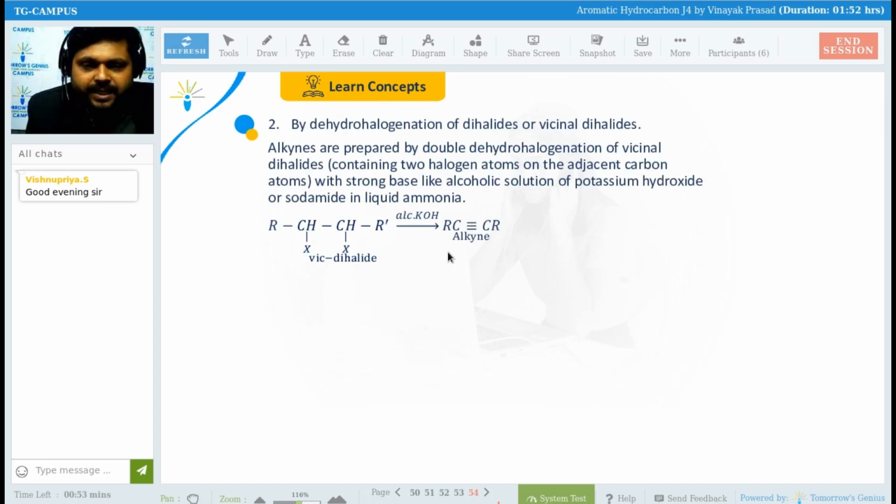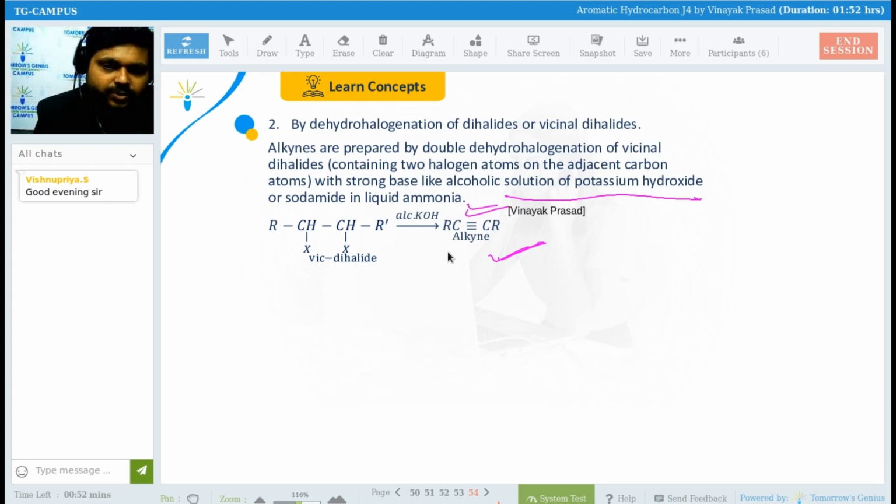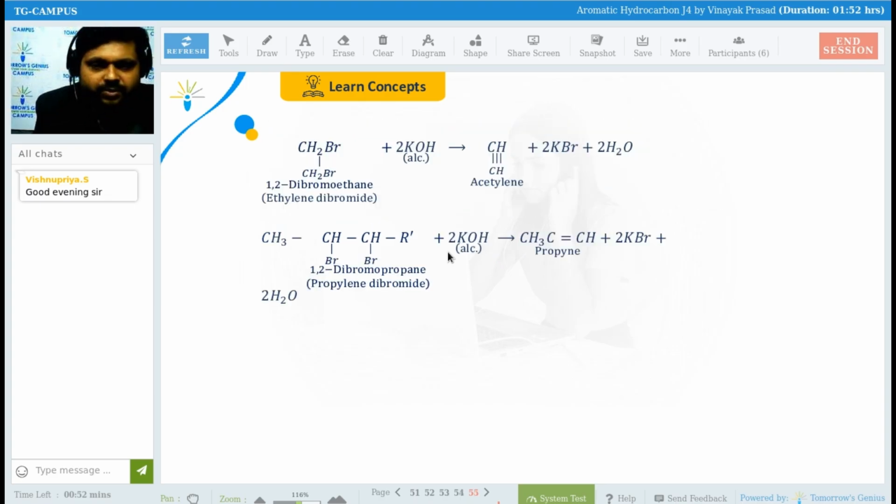Now, see here, by dehydrohalogenation reaction of vinyl dihalides. In this case also we will be getting alkynes. So alkynes are prepared by double dehydrohalogenation of vicinal dihalides containing 2 halogen atoms on adjacent carbon atoms with a strong base like alcoholic solution of potassium hydroxide or sodamide in liquid ammonia. So there are different methods to prepare alkynes.